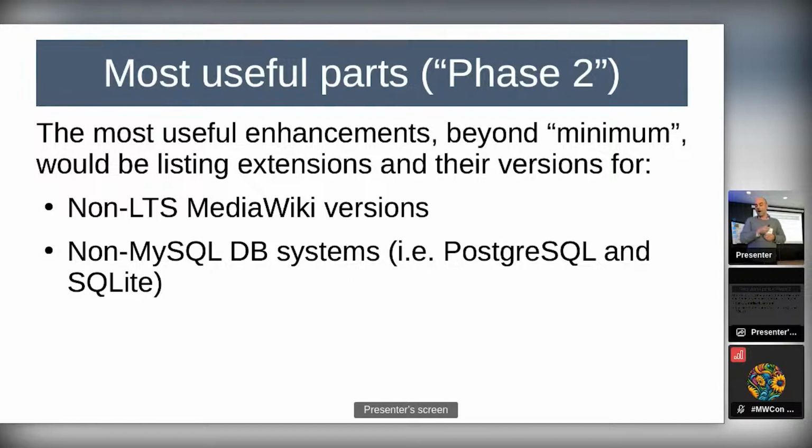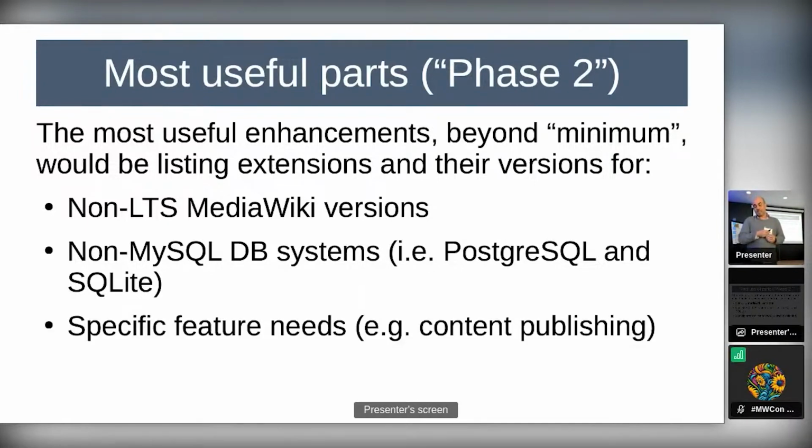And then non-MySQL database systems, Postgres and SQLite, those definitely have their users. And specific feature needs. So if you want to create a wiki that does content publishing, for instance, or one that does a lot of mapping, then I think it would be useful to have some kind of resource that ties these extensions and skins in some cases to specific feature types. And I think that's it.